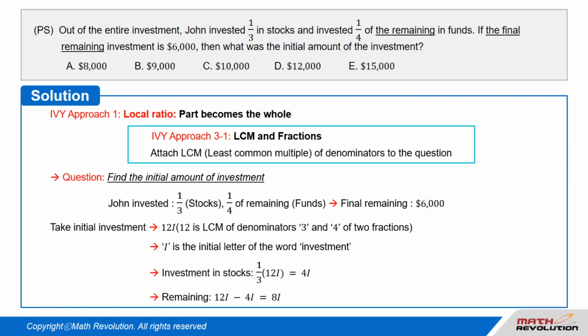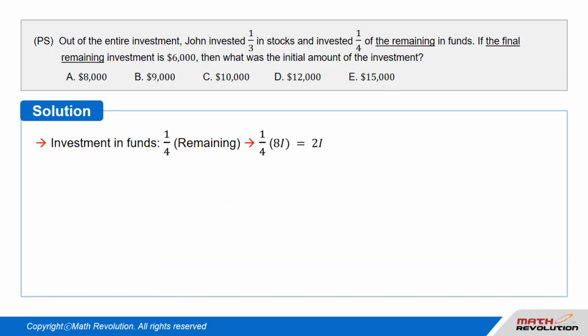So the investment in stocks is 1/3 of 12 times I, which becomes 4 times I, and the remaining is 12 times I minus 4 times I equal to 8 times I. Now, the investment in funds is 1/4 of the remaining, or 1/4 of the 8 times I. So 1/4 times 8 times I equal to 2 times I.